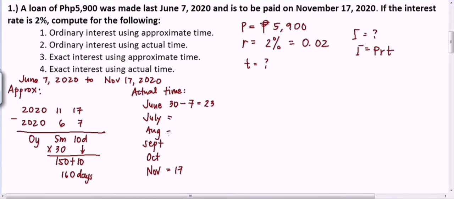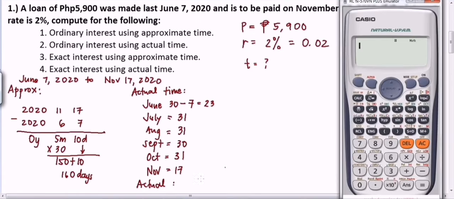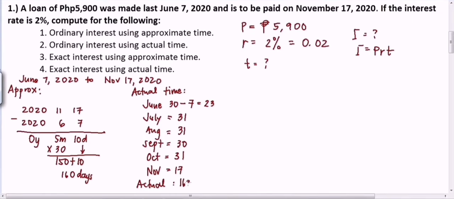And then the rest, ilagay na natin yung number of days. Yung nasa gitna, itong apat na to. So, July is 31. August is 31. September 30. October 31. And then, I will add this. So, ang actual time is, so add natin 23 plus 31 plus 31 plus 30 plus 31 plus 17. So ang actual time is 163.